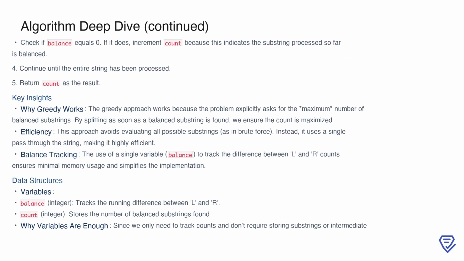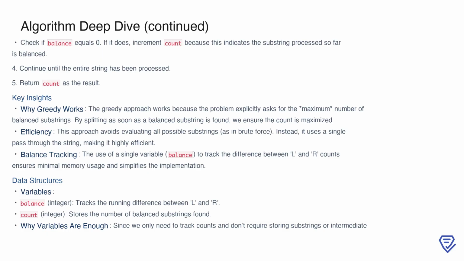As we process each character in the string, we update the balance variable by incrementing it for an L and decrementing it for an R. Whenever balance equals 0, it means we've encountered a balanced substring, so we increment the count variable. This approach ensures that we split the string at the earliest opportunity to maximize the number of balanced substrings, which perfectly aligns with the problem's requirements.